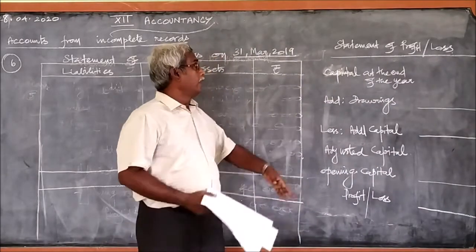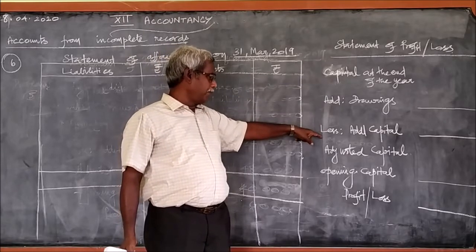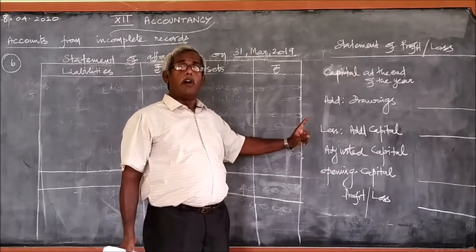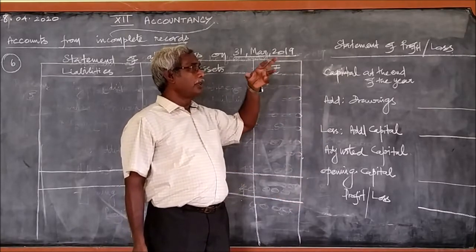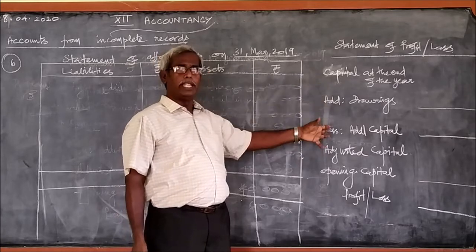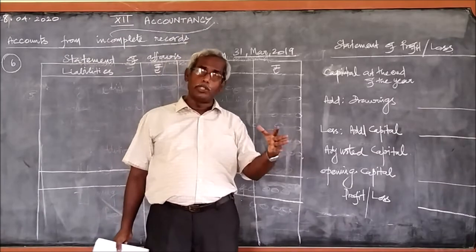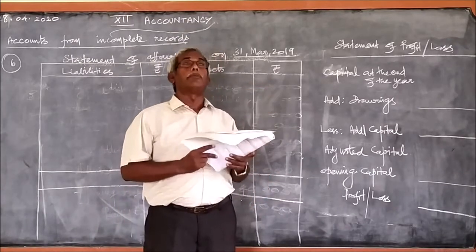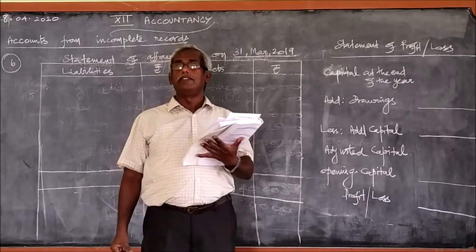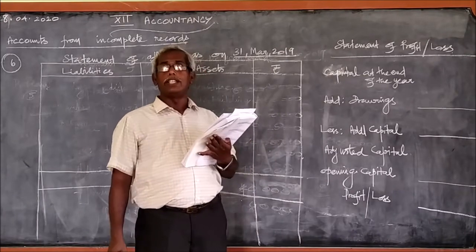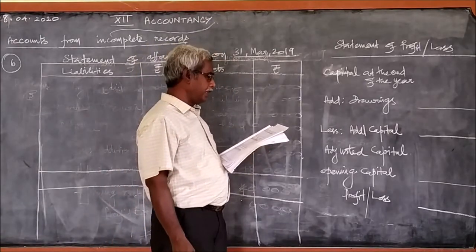If the first 4 items, capital at the end, drawings, additional capital, opening capital, if all these 4 items are given, we can substitute those values in the format and we can find the profit or loss. This is what we should follow. But what is given in problem number 7? You keep your textbook with you while you are watching this lesson. What is given in problem number 7?